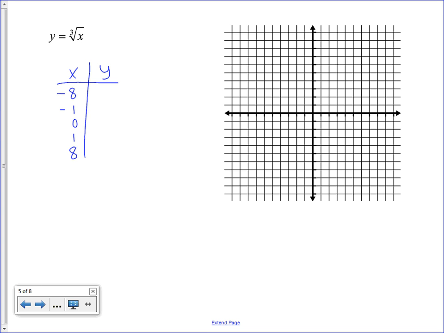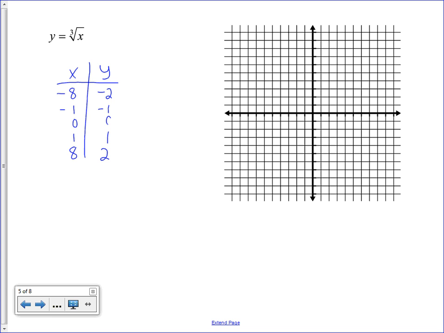I'm about to do the cube root of them, so I picked numbers that I know have cube roots that are whole numbers. The cube root of -8 is -2. The cube root of -1 is -1. Cube root of 0 is 0. Cube root of 1 is 1. Cube root of 8 is 2. Let's make that 0 look a little bit more like a 0.